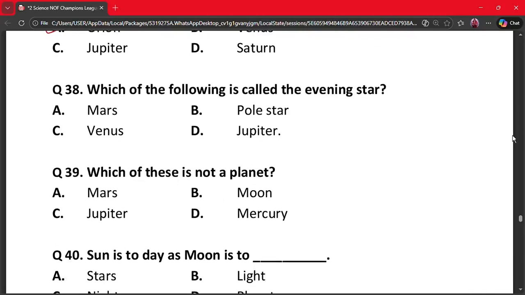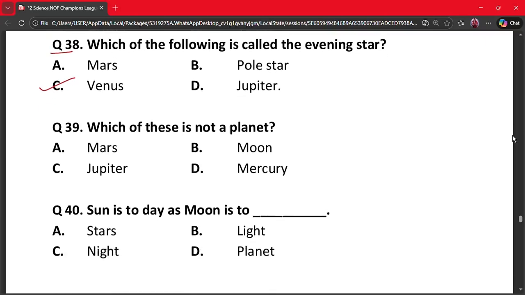Question number 38. Which of the following is called the evening star? A. Mars. B. Pole star. C. Venus. And D. Jupiter. The correct answer is option C. Venus shines brightly in the evening sky and is called the evening star. So the correct answer is option C.